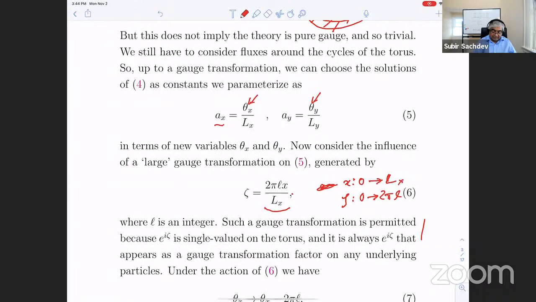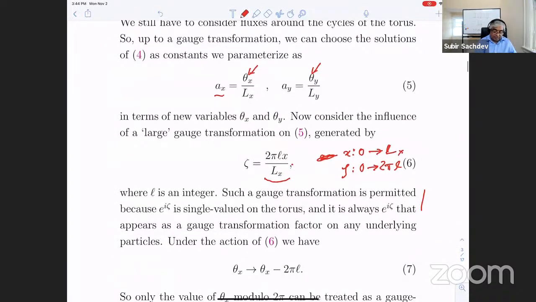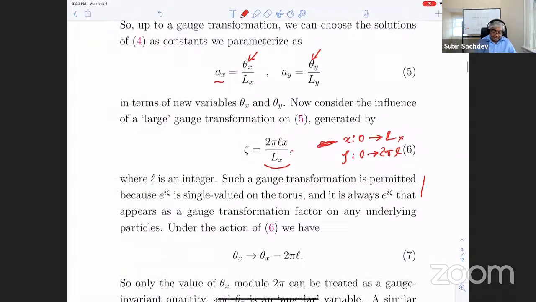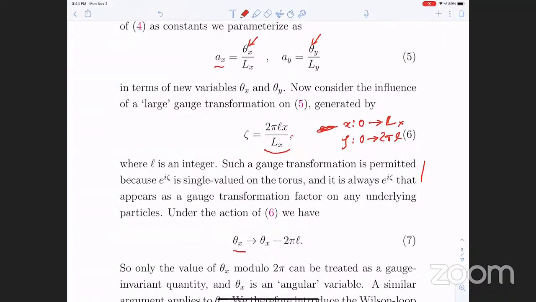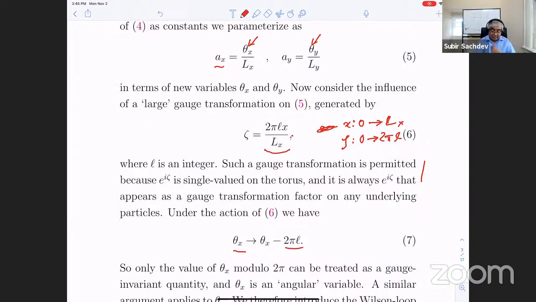Now, if you make this gauge transformation, you can see we've chosen all our factors cleverly, and what happens is that under this gauge transformation, theta x goes to theta x minus 2 pi L. So this means that the value of theta lives on a circle. It's a periodic variable with a circle of unit radius. And theta y also lives on a circle.